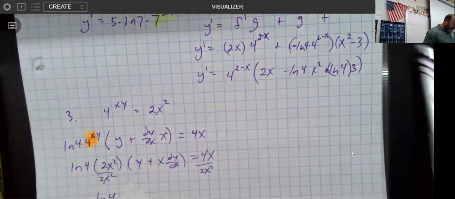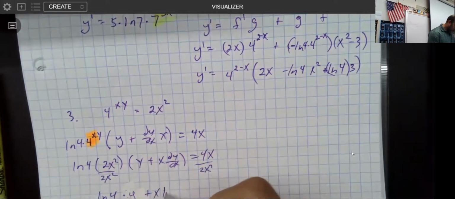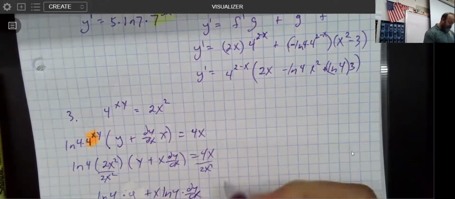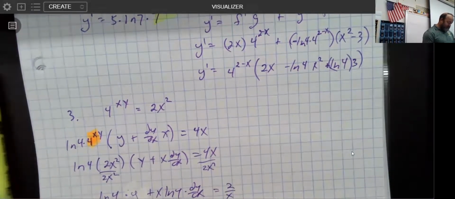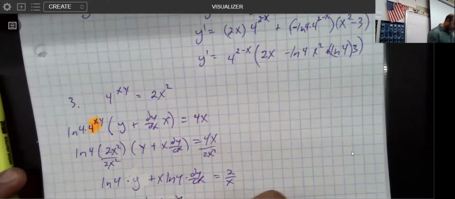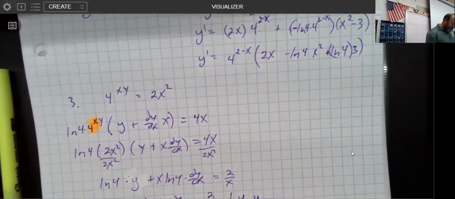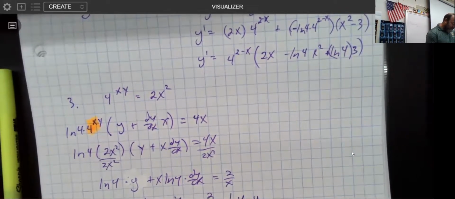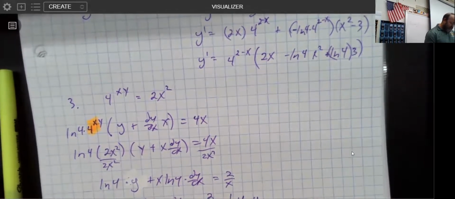So we got a natural log of 4 times y, plus x ln of 4 times dy dx. But if I divided both sides, I would just have 2 over x. And so now the process of kind of stripping it away and getting it all by itself is a little bit nicer. So we are going to have our 2 over x minus ln of 4 times y. And then my dy dx would just be 2 over x minus ln of 4 times y divided by x times the natural log of 4.